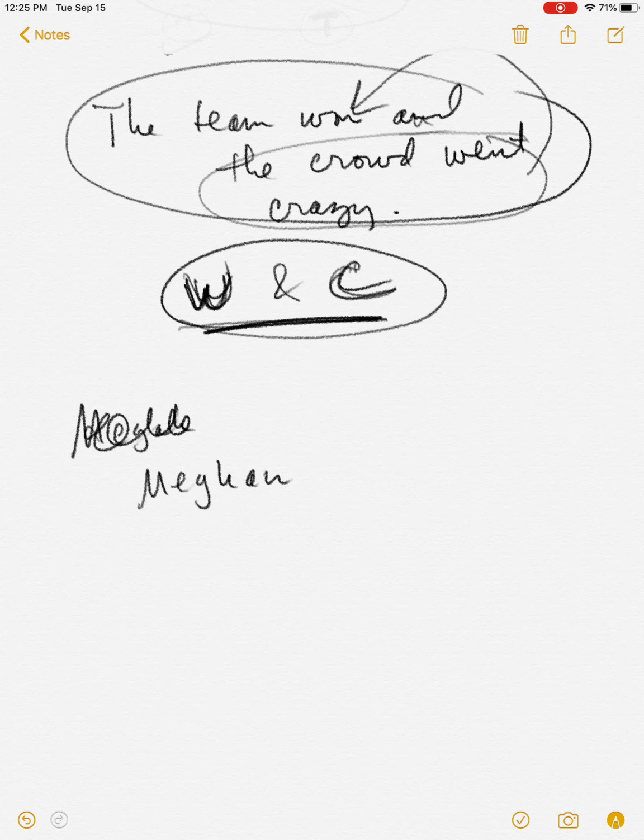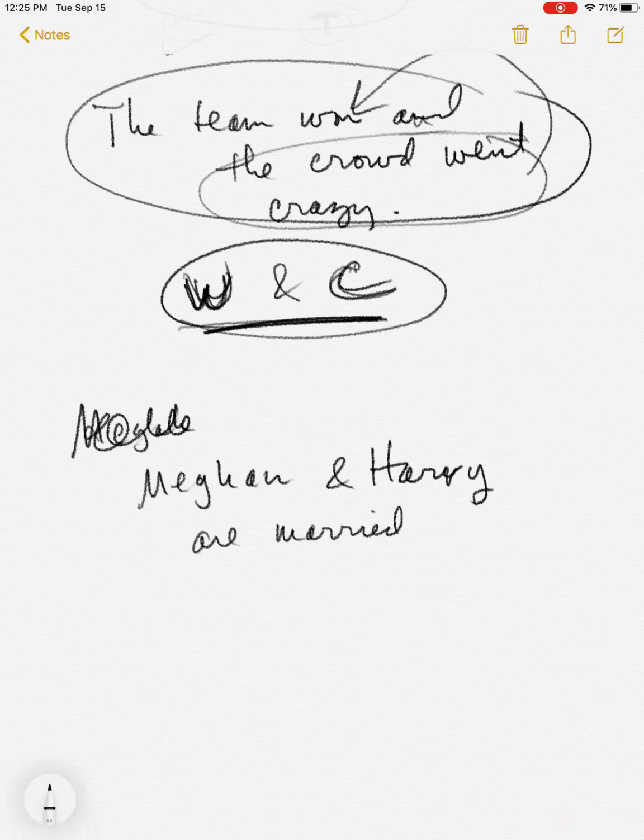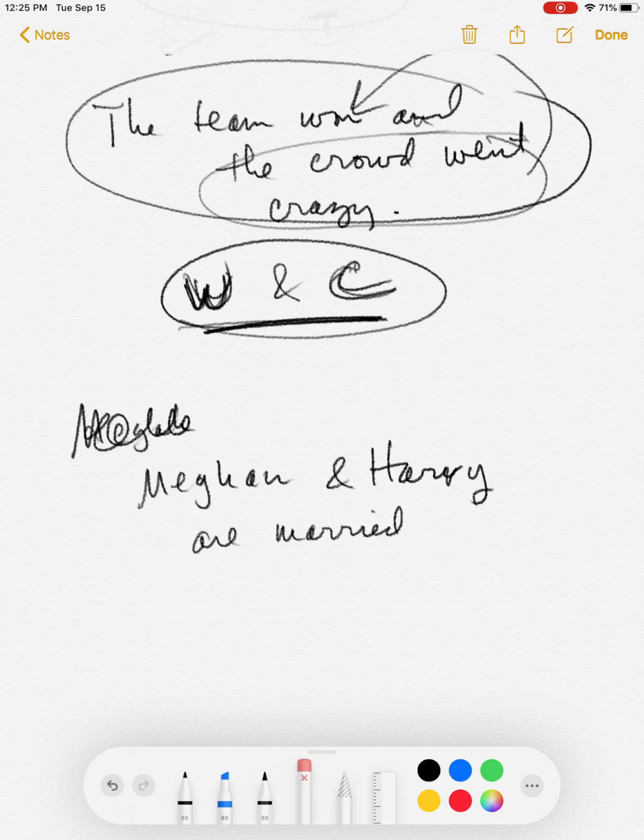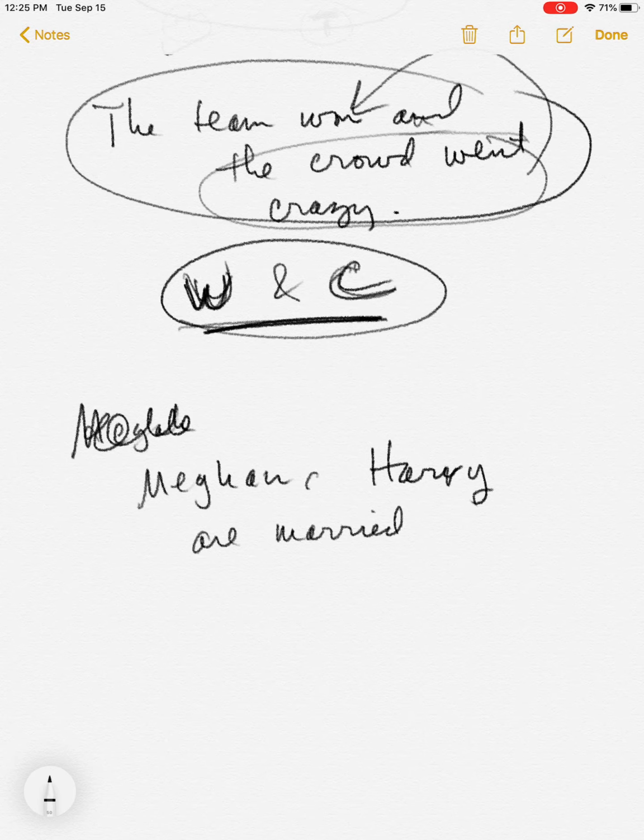Megan, I think this is how she spells her name, and Harry, you know who I'm talking about here? The prince, and what's Megan's last name? Markle? In case you hadn't heard, they're married. Okay. Megan and Harry are married. Oops, I put an ampersand. I didn't intend to put an ampersand. I just wanted to put an and there. Megan and Harry are married.